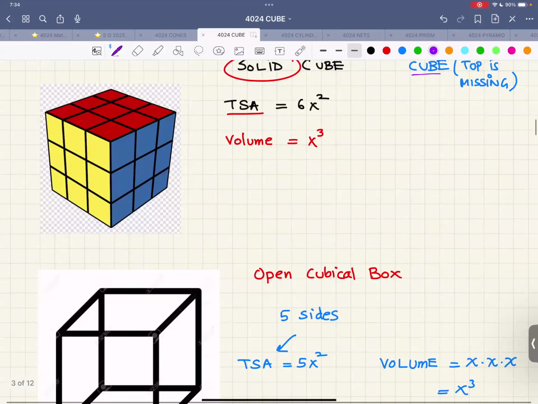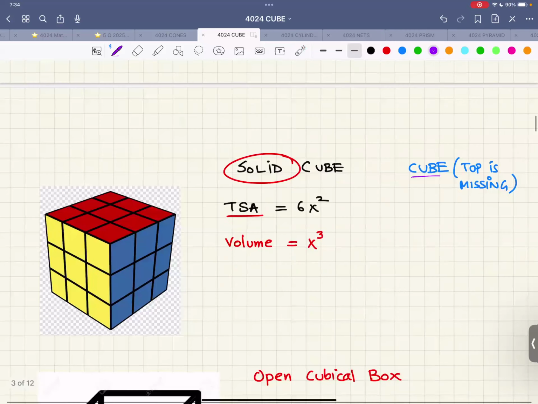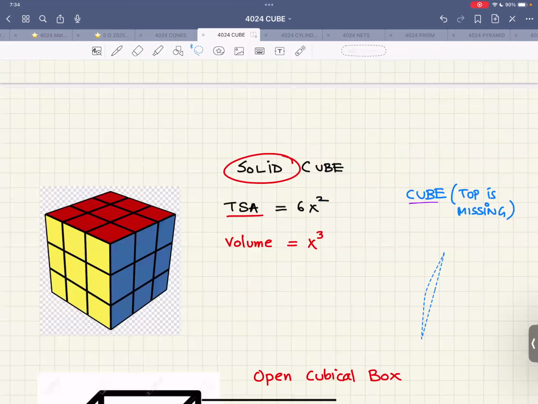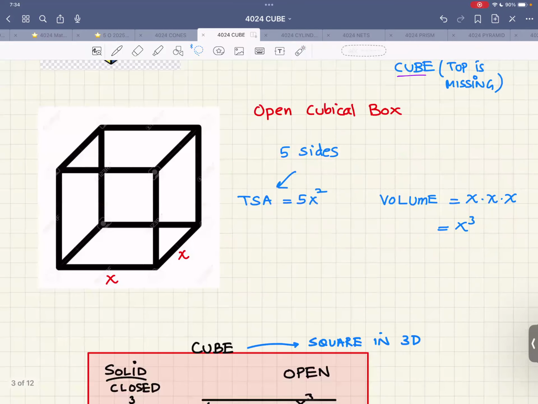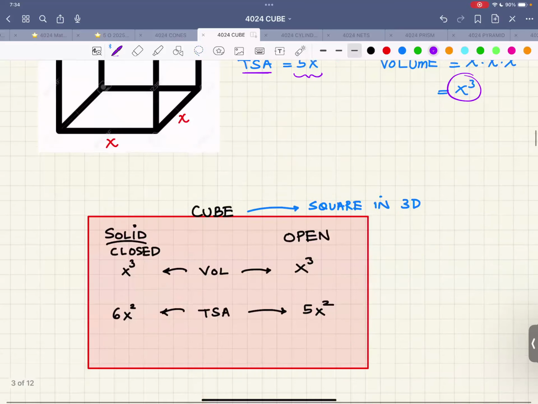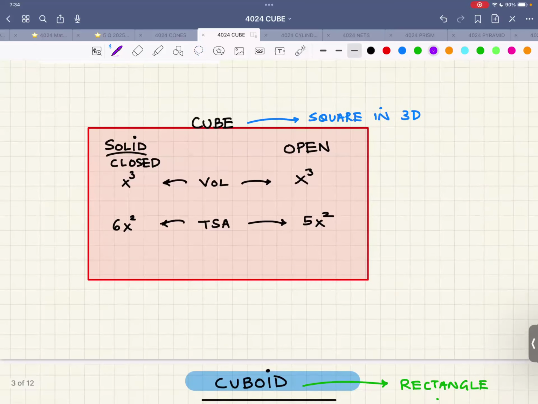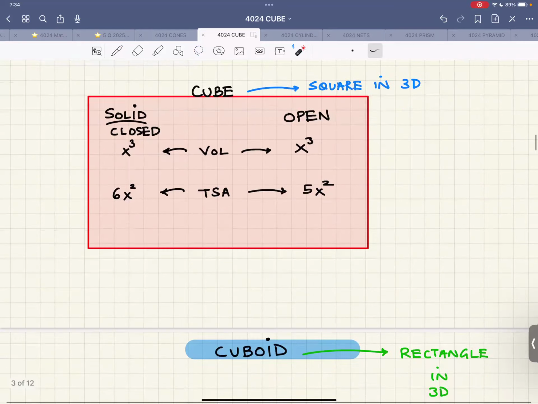What if the top is missing? Open cubical box. So let me just pick this thing up and write it over here. It's an open cubical box. Now there are how many sides? There are 5 sides. So the total surface area is 5 times x squared. The volume is unchanged. So here is the comparison between the two. Solid or closed cube, volume is the same as an open one. Total surface area, this is 6x squared. One of the faces missing, it's 5x squared. Square in 3 dimension, that's a cube.